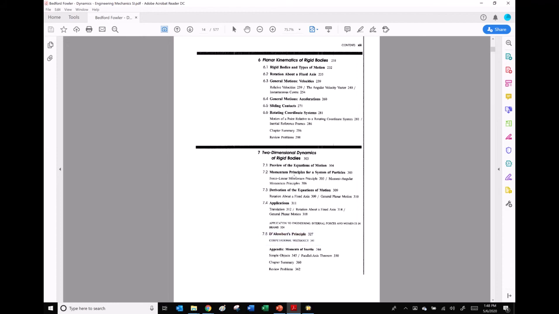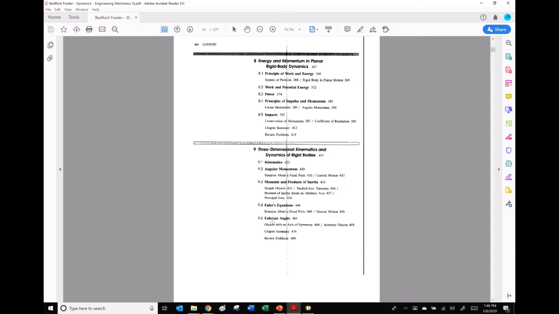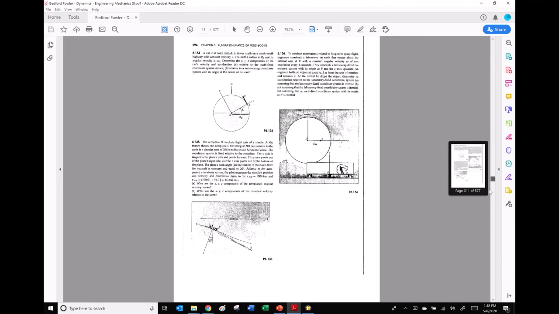I love that guy's name. D'Alembert. Momentum principles right here. So force, linear momentum, moment of angular momentum principles right there. Energy and momentum of planar and rigid bodies. So it's probably going to be this one in chapter 8, I'm going to guess. So like page 415.